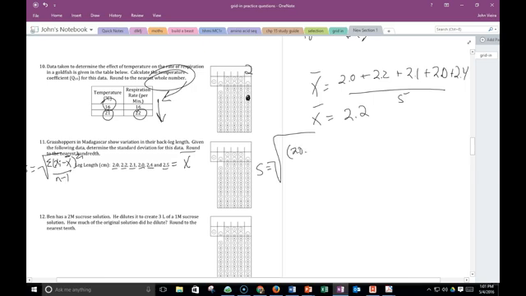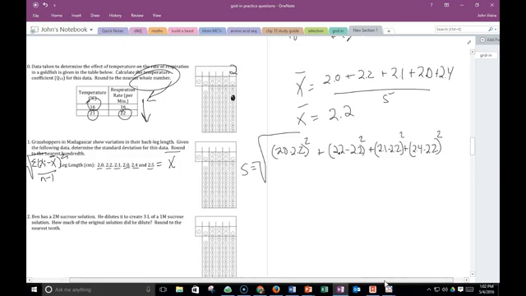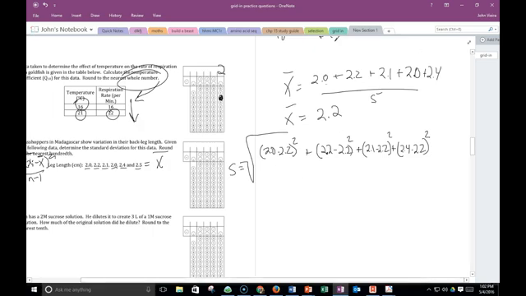let's do the first data point, 2.0 minus 2.2 squared, plus 2.2 minus 2.2 squared, plus 2.1 minus 2.2 squared, plus 2.4 minus 2.2 squared. I'm running out of space here. The last one is 2.5 minus 2.2 squared. All of this is divided by n minus 1, and since there's 5 data points, n minus 1 equals 4. You're missing a second 2.4.